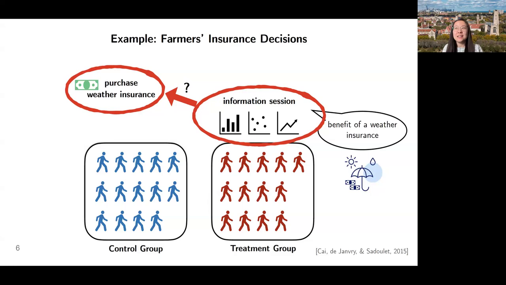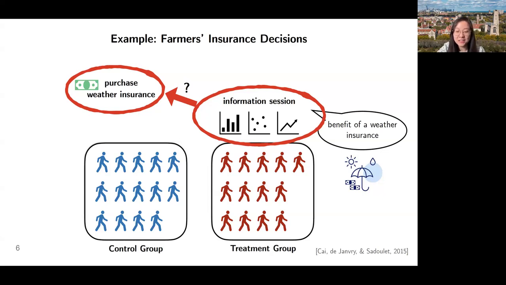You might think this seems to be a very simple question and almost the most standard causal inference question, because we get data from the treatment group and data from the control group. We can just look at the percentage of people getting this weather insurance in the treatment group, the percentage in the control group, and take the difference. That hopefully already gives you some information on the causal effect of this information session. We'll see in a second that this is not entirely right. Something more complicated is going on in this case.